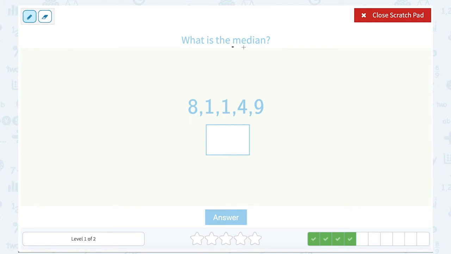Again, we're looking to find the median. So we're going to start by listing our numbers in order from least to greatest. I have a 1, another 1, a 4, an 8, and a 9. So crossing out my smallest, my biggest, my second smallest, my second biggest, to work my way to the center, or the middle number, to see that my median is 4.